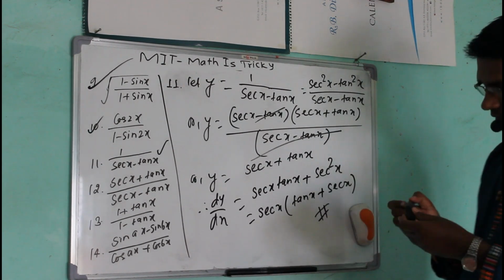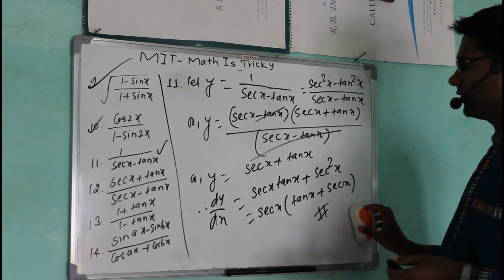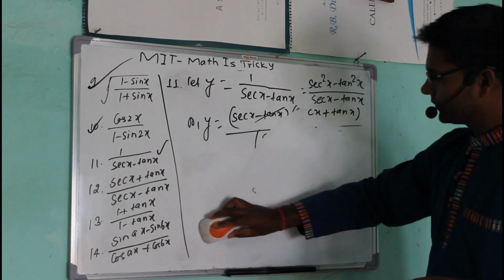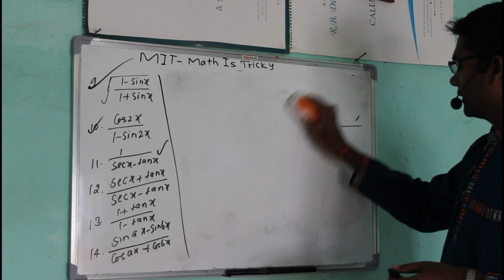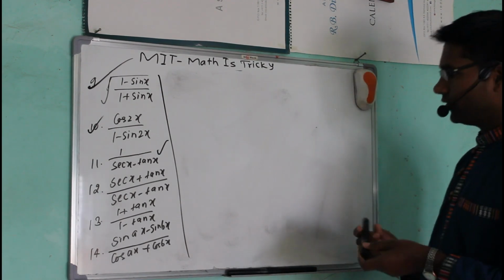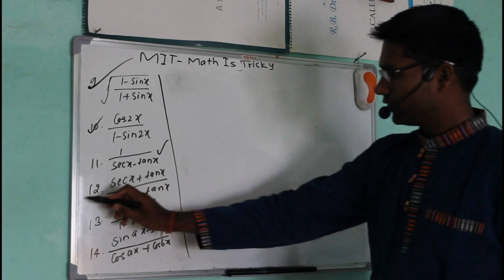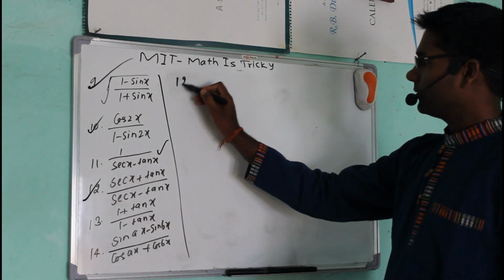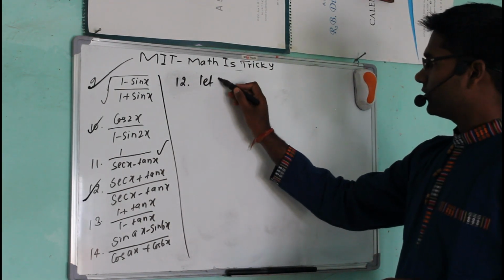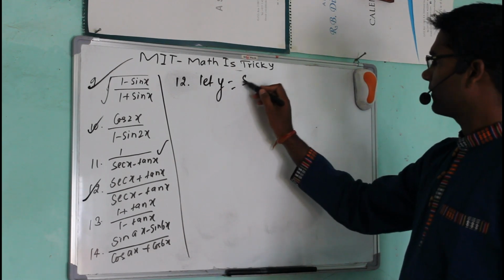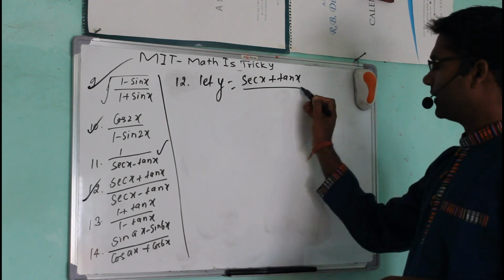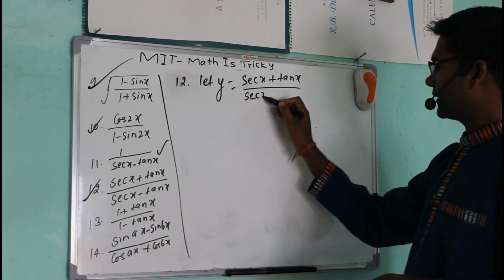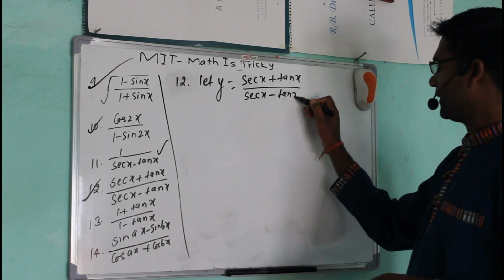Okay, let's see question number 12. Please practice, you can do it also. You can also do it like this. Question number 12: let y equals sec x plus tan x by sec x minus tan x.